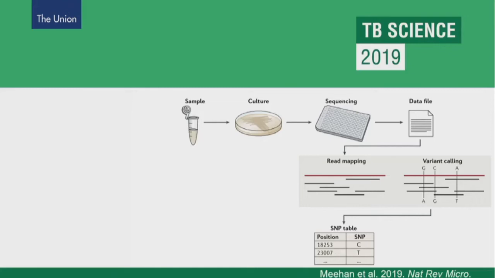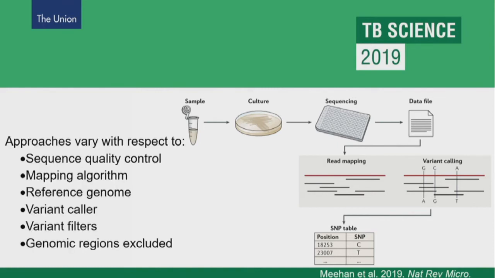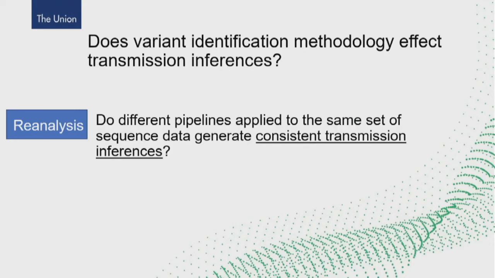Genomic epidemiology studies often sequence the bacteria directly from culture. And there are many sources of errors in these genomic epidemiology studies, from sample collection to variant filtering. And today I'm going to focus on our bioinformatic approaches. These approaches vary among different groups with respect to many aspects of pipelines. However, whether different approaches identify consistent and accurate sets of variants is unknown. So here we investigated: do variant identification methodological choices affect transmission inferences?